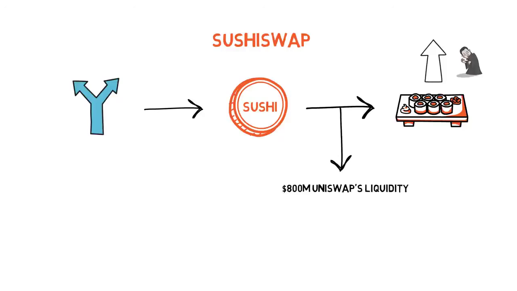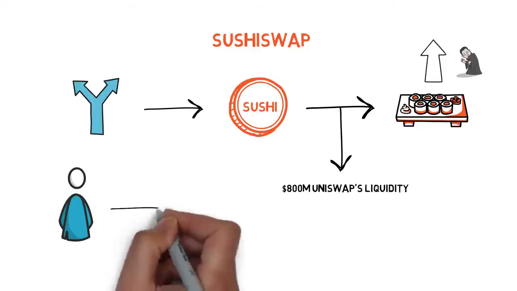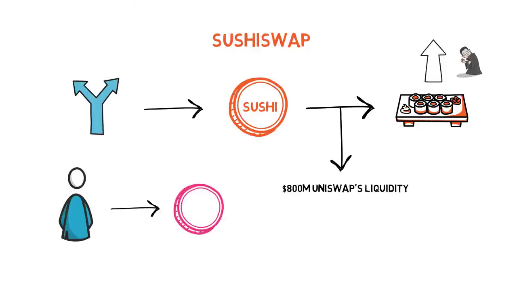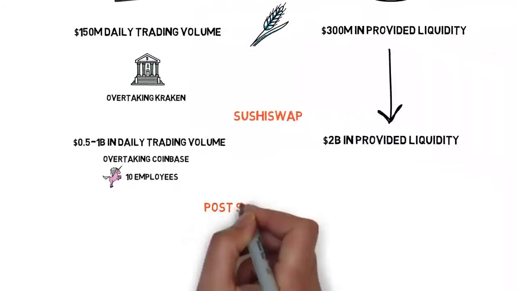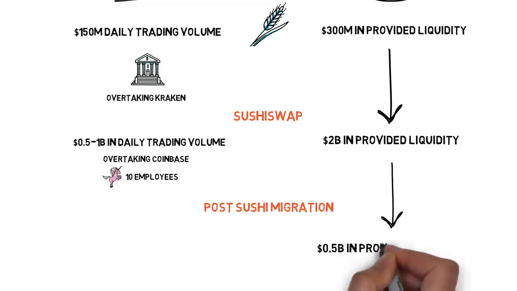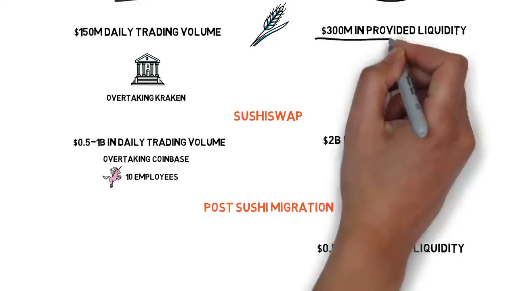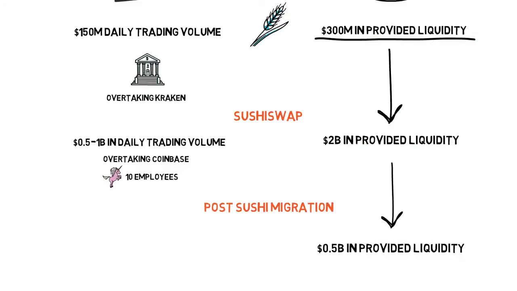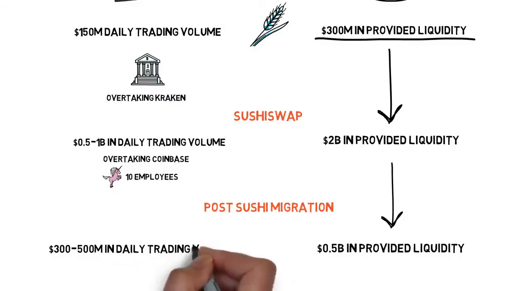This was also the time when Hayden hinted at a potential Uniswap token. Although the SushiSwap migration resulted in Uniswap's total liquidity dropping from almost $2 billion to as low as $500 million, the remaining liquidity was still higher than a couple of weeks earlier before the SushiSwap project even started. The trading volume also remained strong at around $300 to $500 million per day.